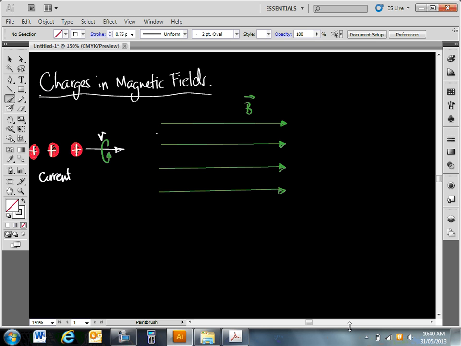No force. It won't experience a force. Why is that? Yeah, it's moving parallel to the external magnetic field.